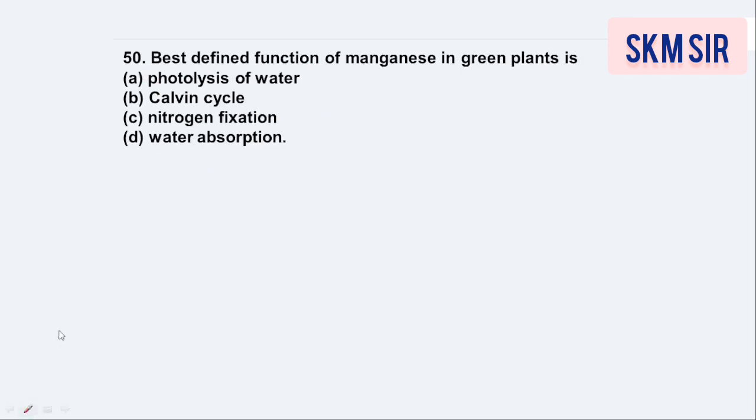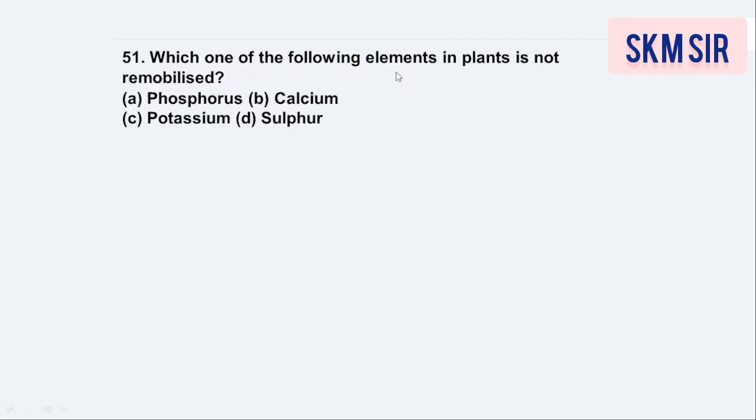Next question, that is the 50th one. Best defined function of manganese in green plants is. So what do you think manganese plays a role of? Manganese actually plays a role of, yes, I have already told you about this. Answer this question, dear students. That is splitting of water. It is the best function. Best function of manganese is splitting of water. And what do they do? Actually, they split water to liberate oxygen, right? To liberate oxygen. So there is the option of photolysis of water. That is option number A will be the correct one.